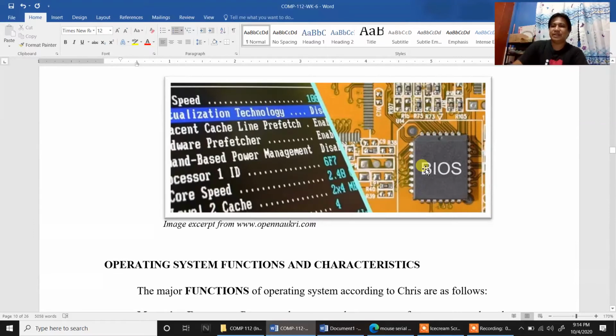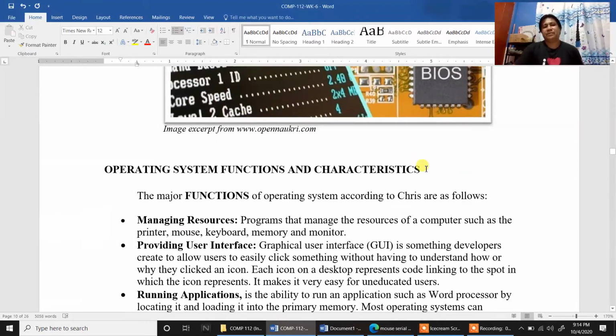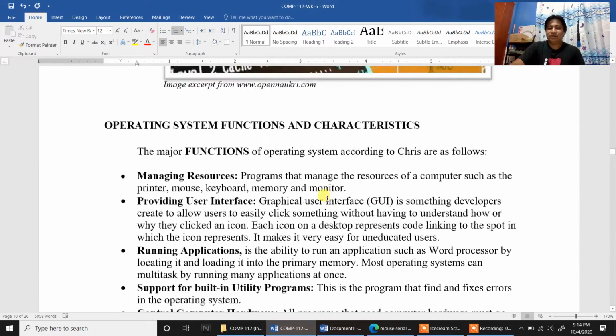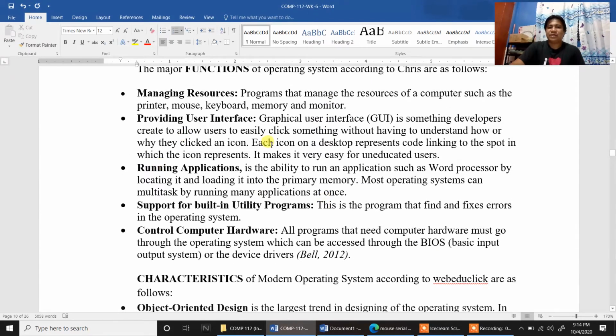Okay? So that is the BIOS. Now, ano mga functions ng ating operating system? Okay? First, managing resources. And you know already what's the printer, mouse, keyboard, monitor, and the memory. So you know it already. Providing user interface or graphical user interface.